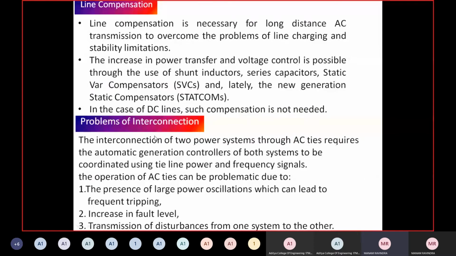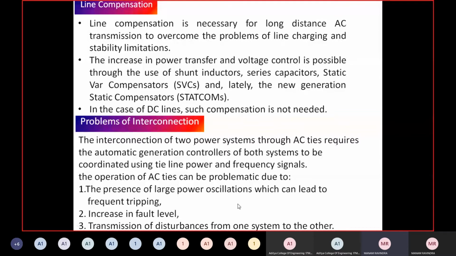Next one is problems of interconnection. Problems of interconnection means, suppose we have to interconnect two grids. That means through tie lines, two power grids should be integrated. When we want to interconnect two grids with tie lines, we have to consider parameters, two parameters: frequency and impedance values. Those two values should be equal, compulsory, if you want to transmit the power by interconnecting two power grids.